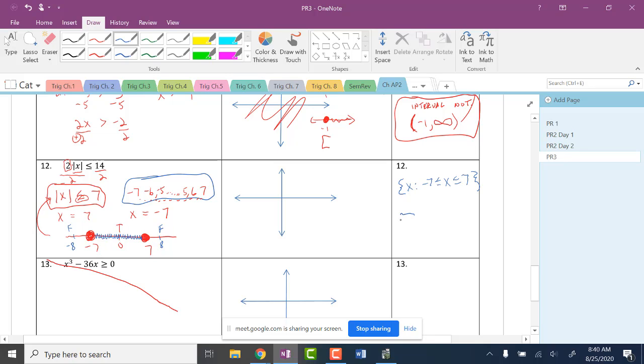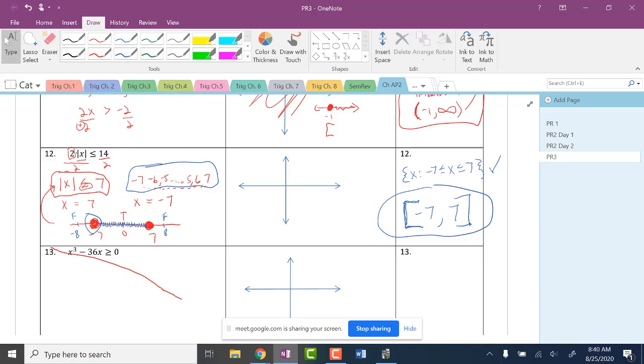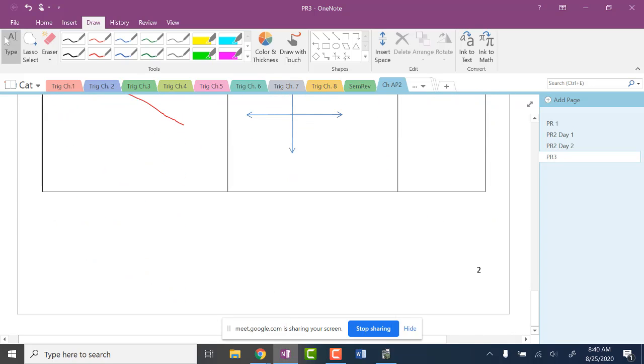For interval notation, colored in dots are brackets. And you just write it -7 to 7 bracket. And that's the answer. I'm just doing this in case you run into this in the future. We should be aware of an older school notation for that. Okay, so one more, let's do this.